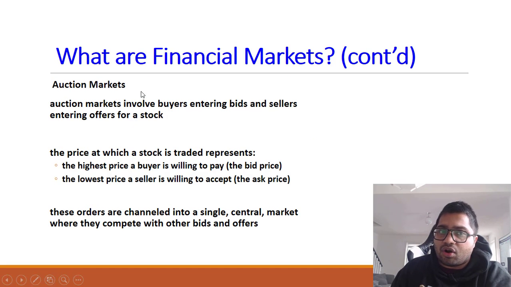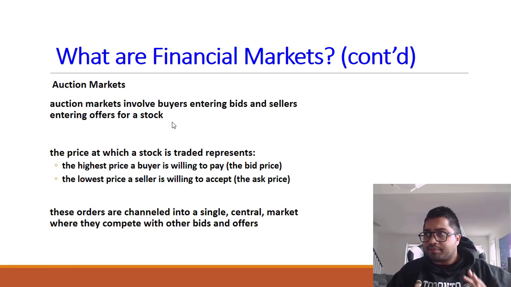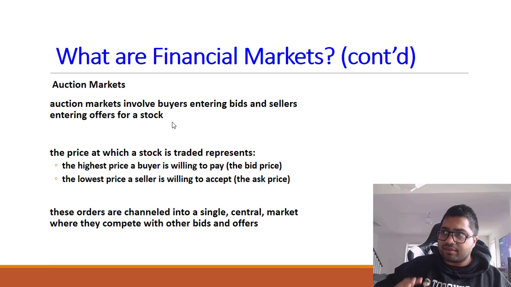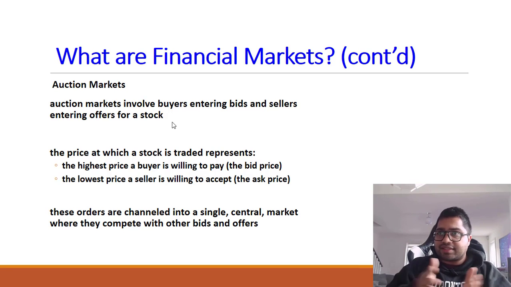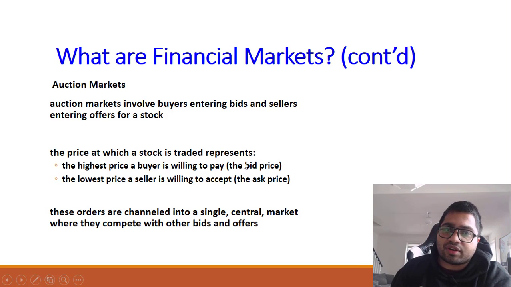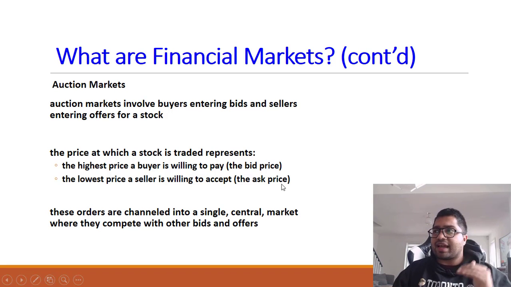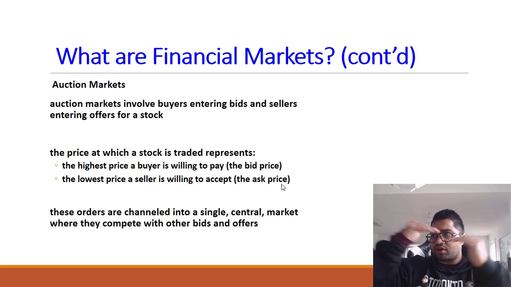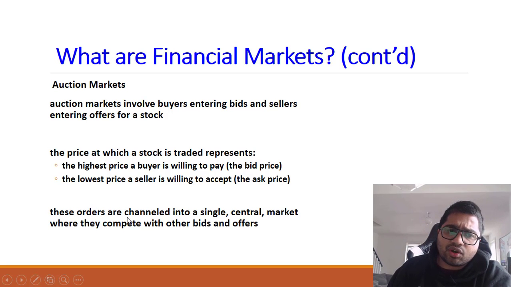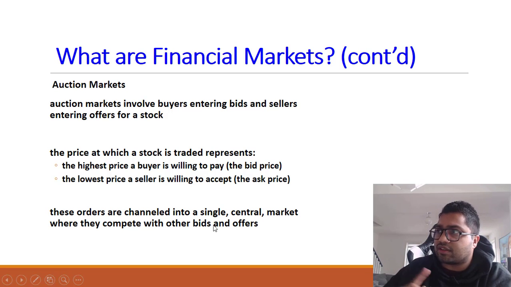An auction market involves buyers entering bids and sellers entering offers for stock. So whoever wants to buy puts their bids, whoever wants to sell puts their offers, and then matching happens. The price at which stock is traded represents the highest price the buyer is willing to pay, the bid price, and the lowest price the seller is willing to sell at, that is the ask price. So order matching happens between the highest bid and the lowest offer. These orders are channeled into a single central market where they compete with other bids and offers.